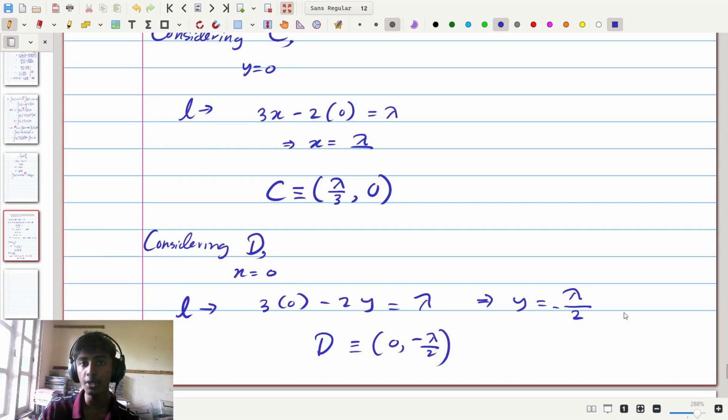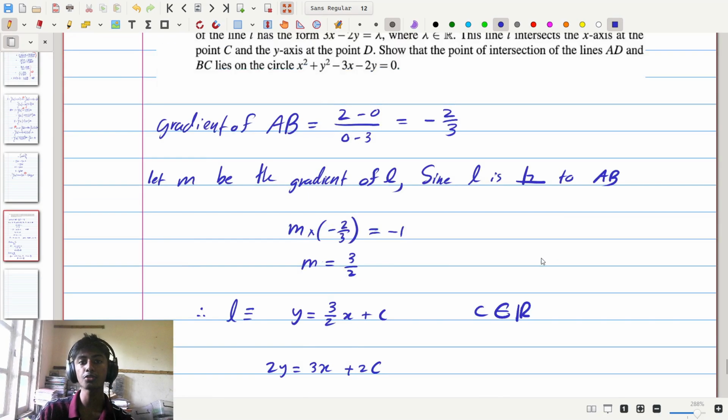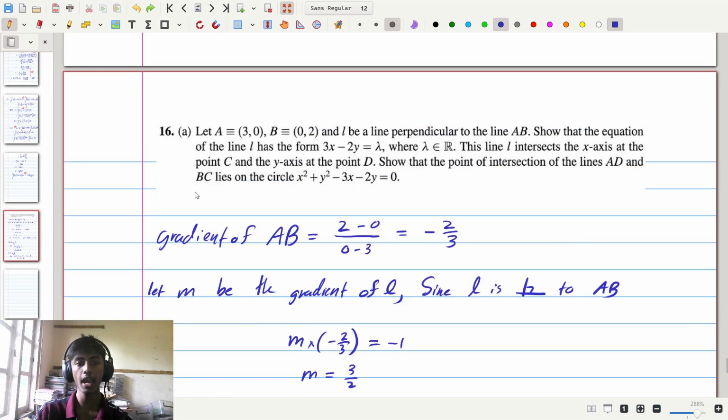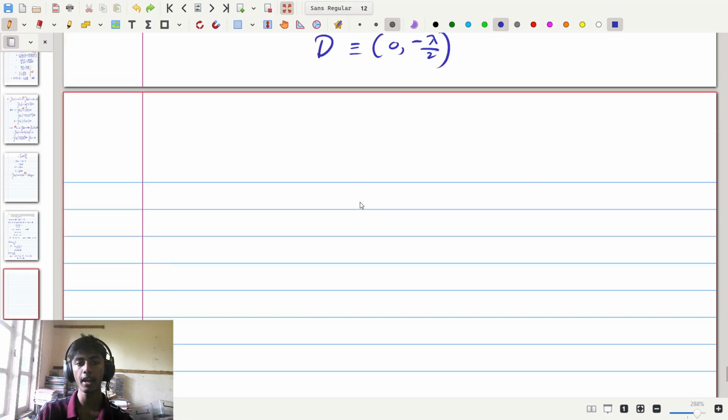Now from this, in order to move to the next part of the question, which is to show that the intersection points of AD and BC lie on this circle, we need to find the gradients of AD and BC. So let's go down and write down the gradient of AD, and also write down the gradient of BC and try to find these two values.